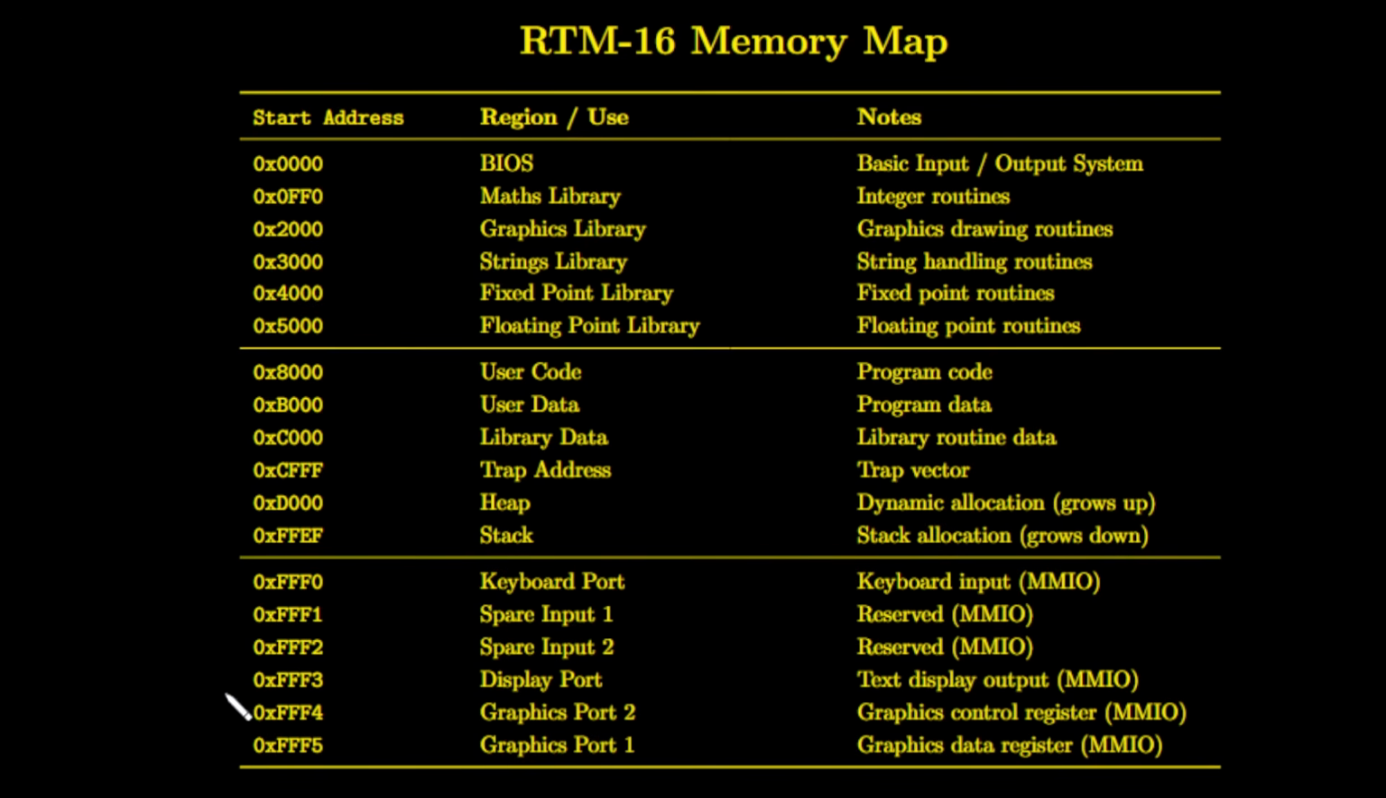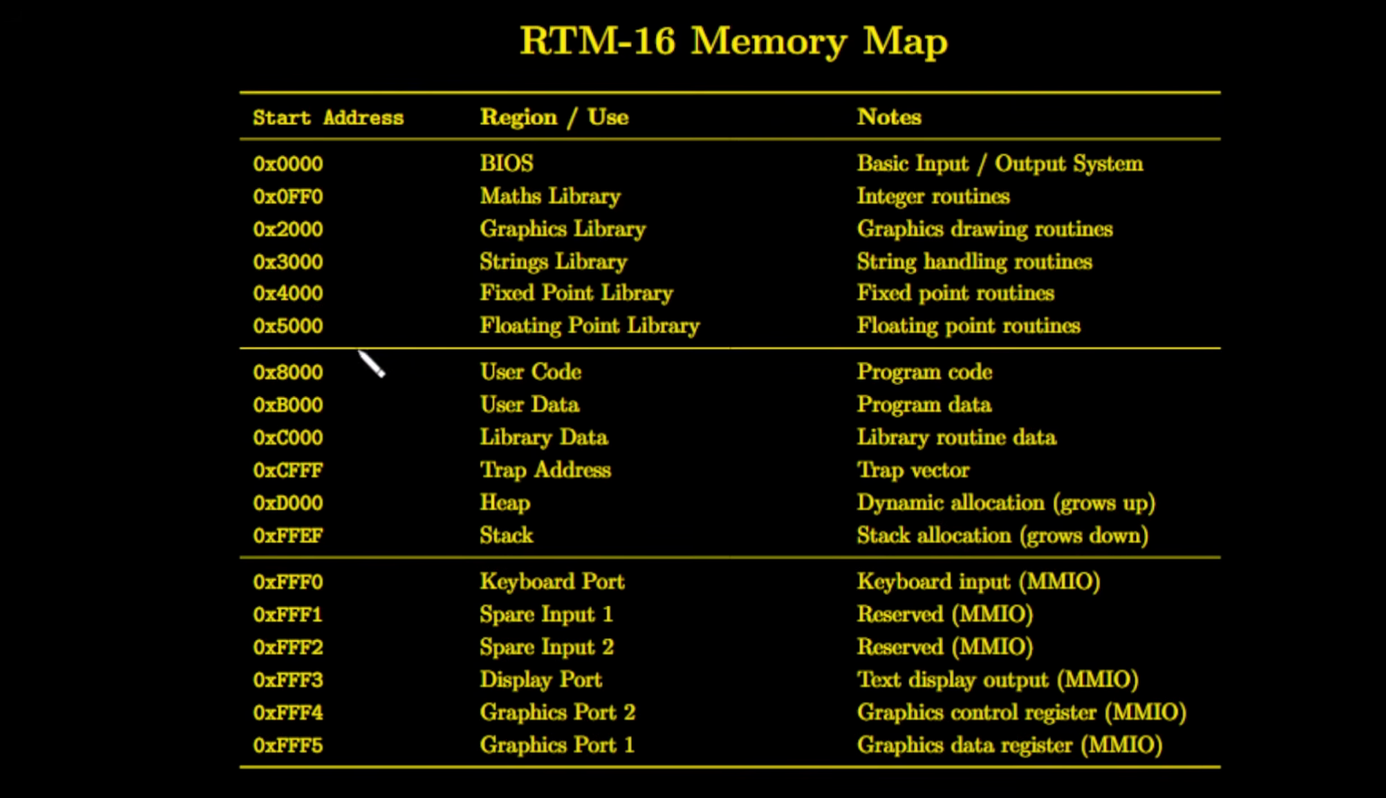Now finally, at the very end of our RAM, we have these allocations here. They are in effect the memory mapped I/O ports. So we've got the keyboard, we've got a spare 1 and 2, our display port and our graphics 1 and 2. And you can see all of these in effect within the motherboard of our computer. So that's a basic memory map and everything we really need to take care of.